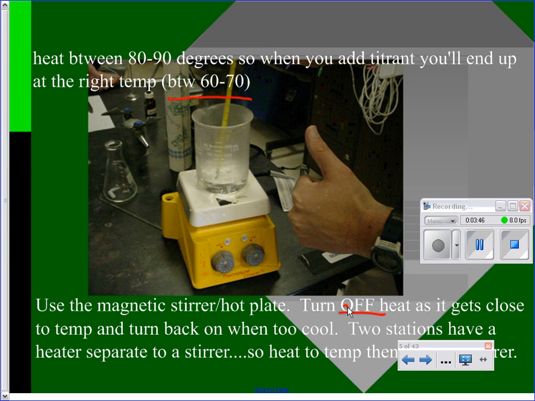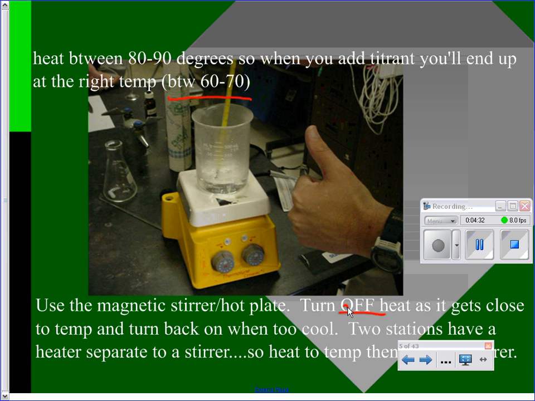At the end point, make sure you're between 60 and 70, and if you're in that range when you have your pink color, you're done. If it dropped below, turn the heat back on and make sure the pink color stays until you get it back into that range. So it has to be pink between 60 and 70 degrees. There are a couple stations back there where we don't have enough hot plate combos. You have a hot plate and you have an actual stir. This won't get so hot that you can't touch the top of the Erlenmeyer, so heat it to the right temperature, move it to the magnetic stir, which will be underneath your burette, and then go. And then titrate, and then check the temperature again. If you need to heat it up, you can go put it back.